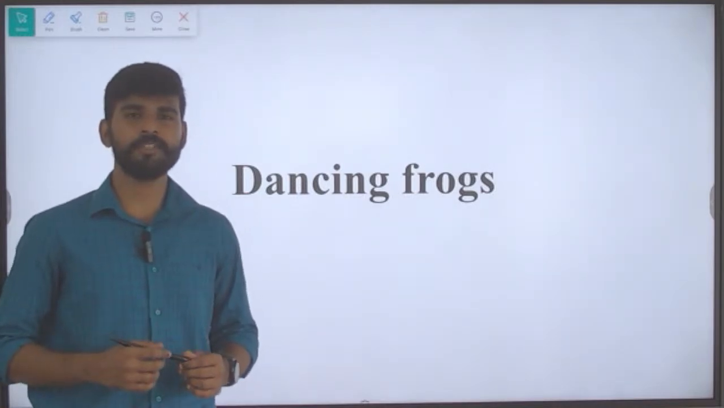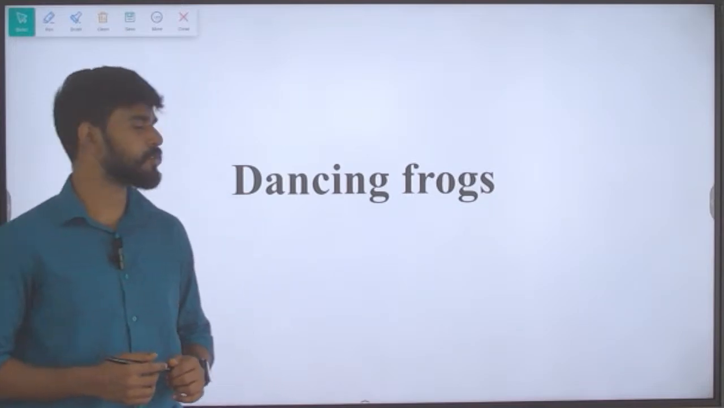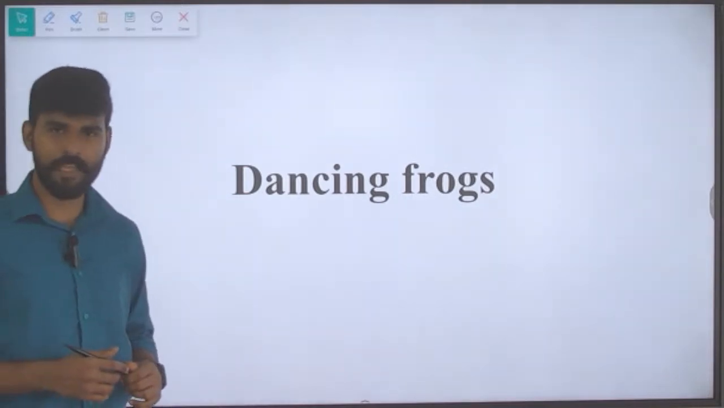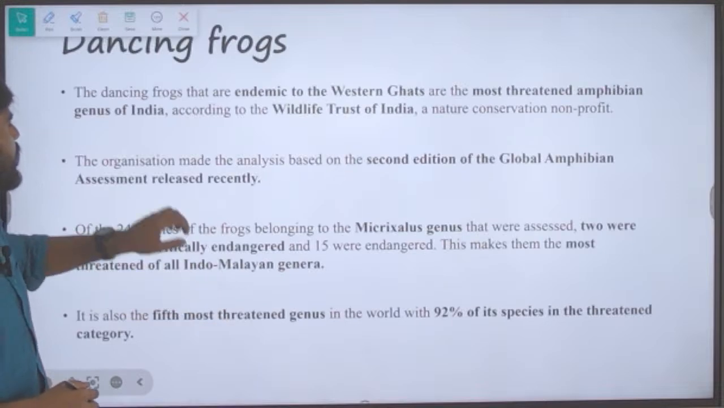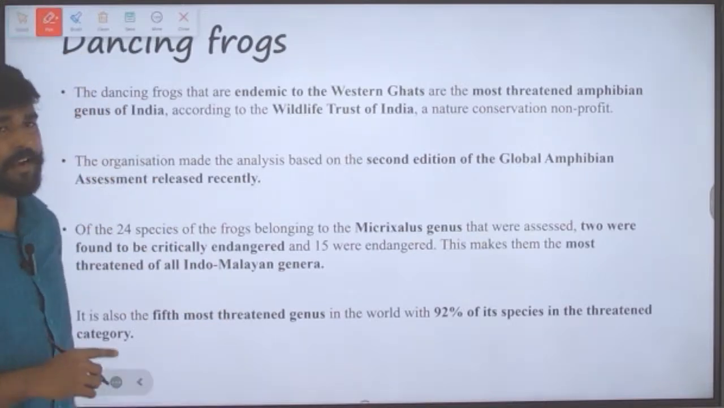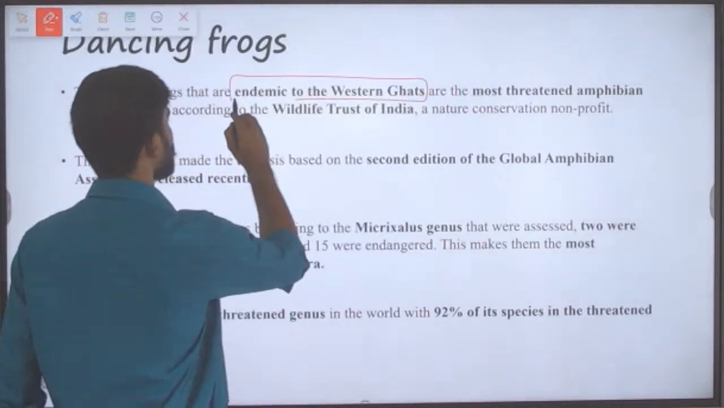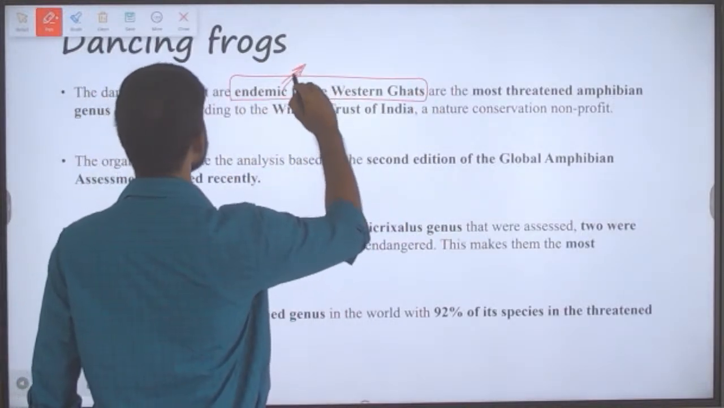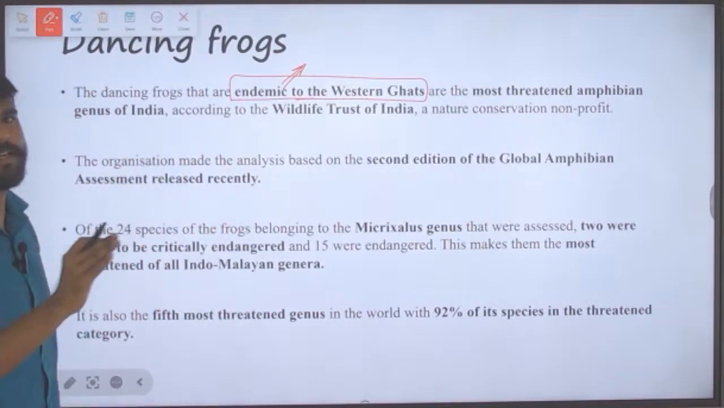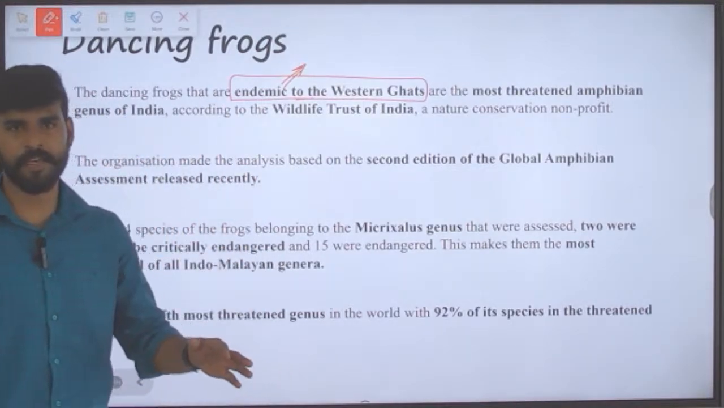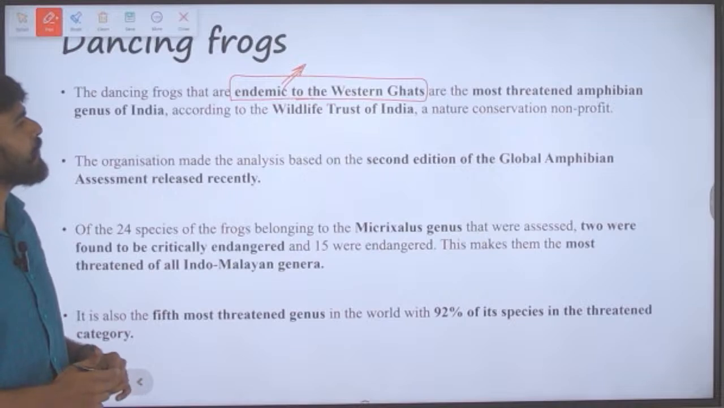The topic that we are going to discuss now is dancing frogs. What are these dancing frogs? Why are they in news? Let us understand one by one. Dancing frogs are endemic to the Western Ghats, which is very important. Endemic to the Western Ghats means they live only in the Western Ghats. They are not found anywhere else in the world.